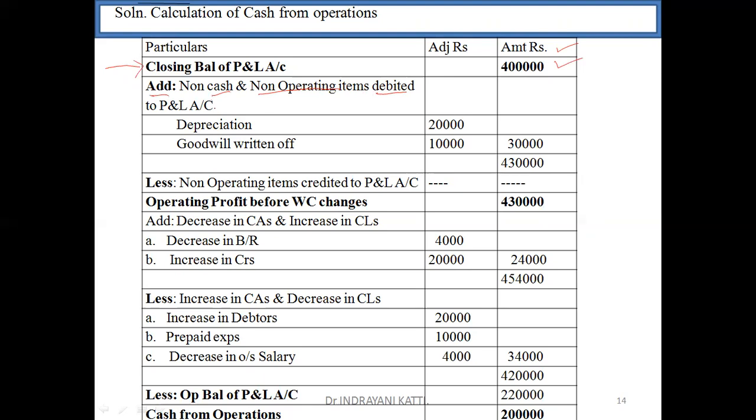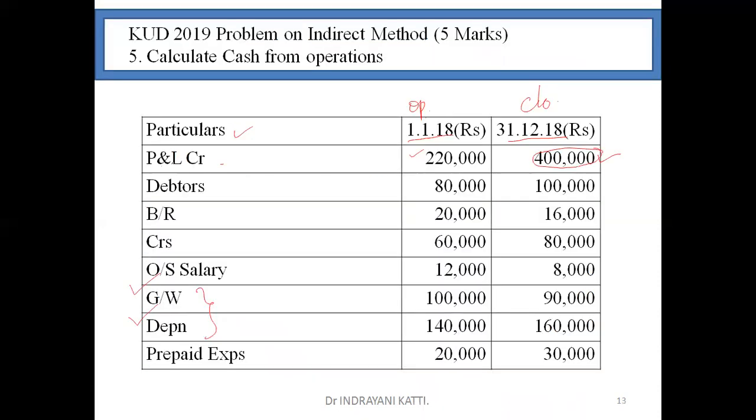So in the given information, what are those? I have just identified here: the first one is a profit and loss account item. Second, debtors, this is a current asset. Bills receivable, current asset. Creditors are current liabilities. Outstanding salary is a current liability. Whereas goodwill and depreciation, these two are non-cash items which are debited to P&L account. And the last item, prepaid expenditure, is also a current asset. So current assets and current liabilities are there.